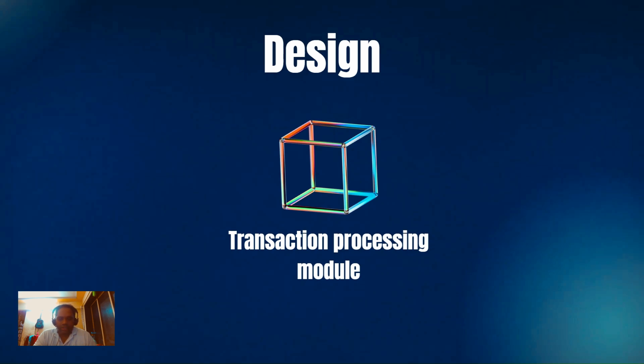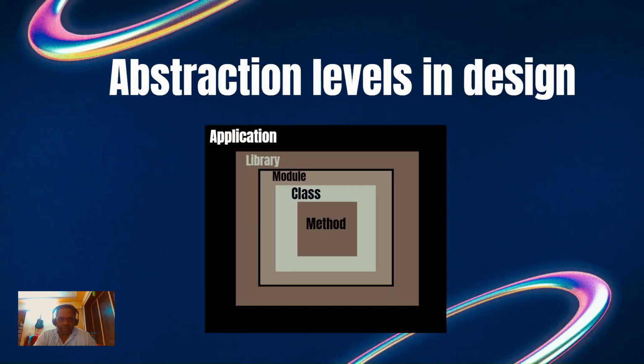To build a solid, large-scale architecture, you might need to design various components separately, but together they form a system, or the software architecture of your application. The software design process works at different levels of abstraction: method, class, module, library, application.